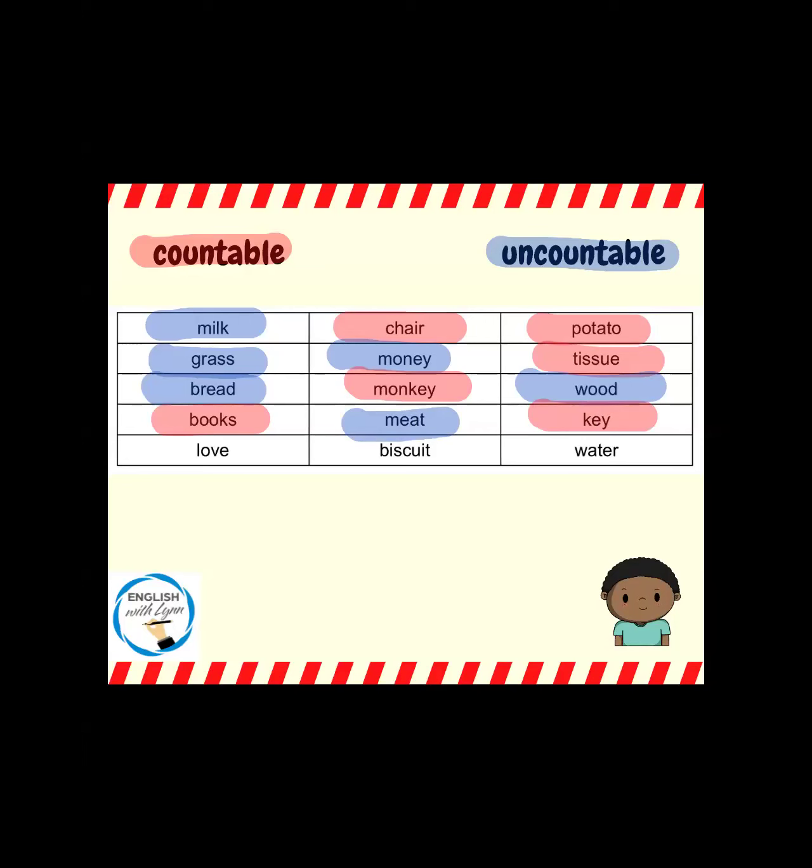The next one, an abstract noun. So love, a bit like joy, it's an abstract noun, so you can't count it. So you can't say one love, two loves, because it is an abstract idea. So that is uncountable.